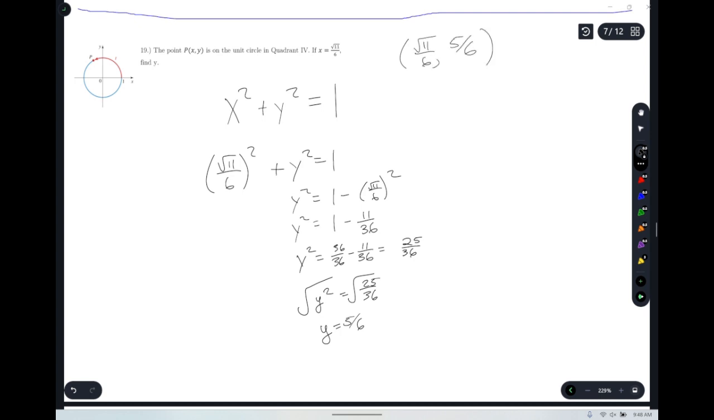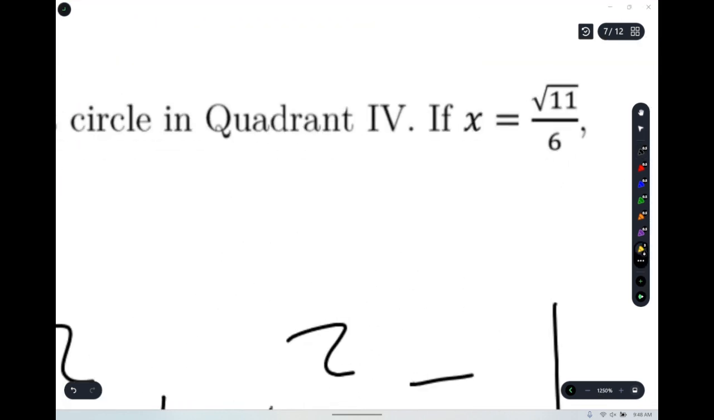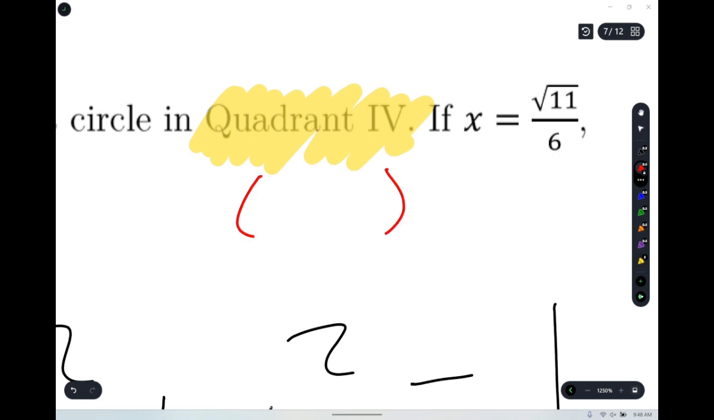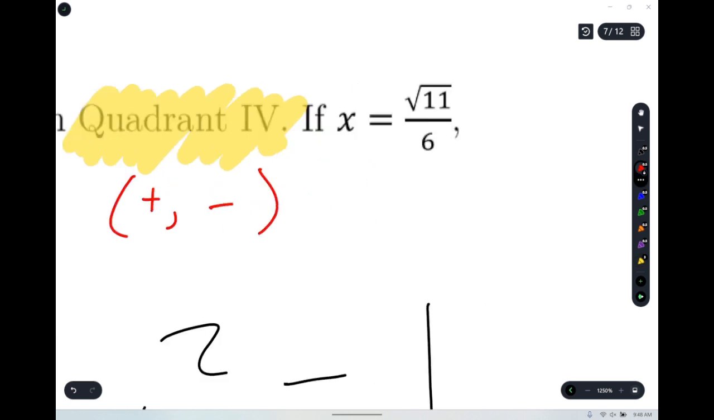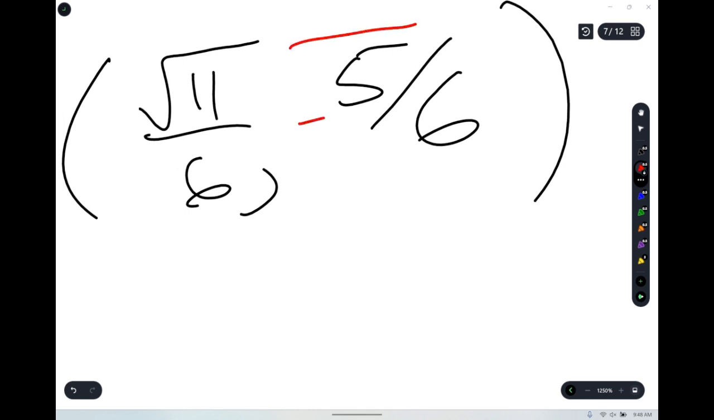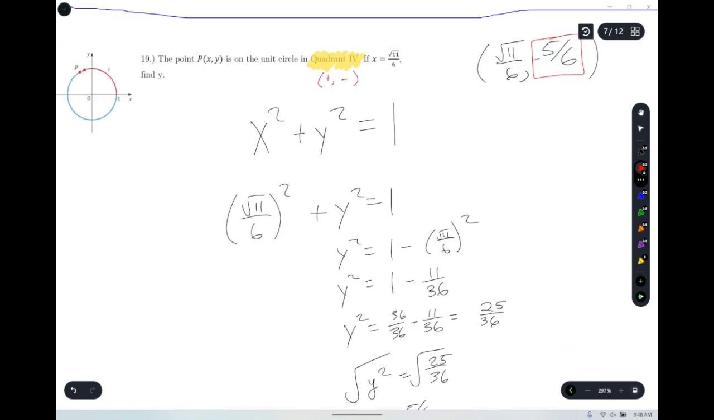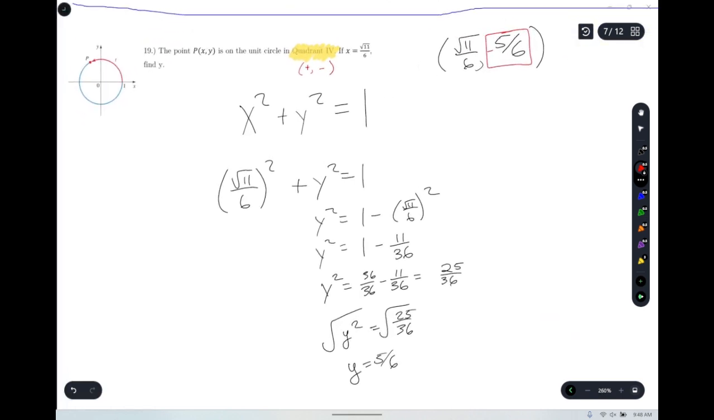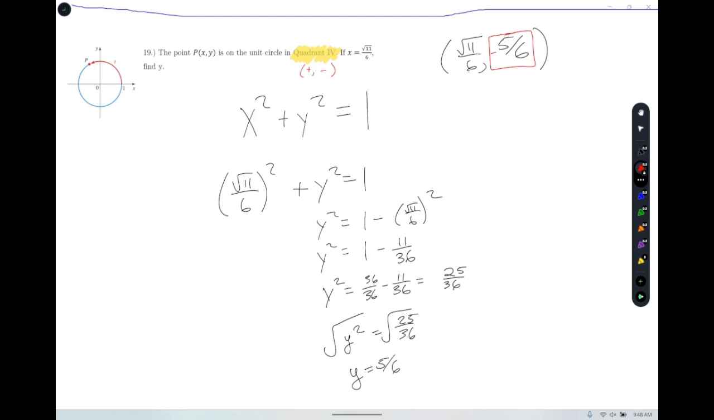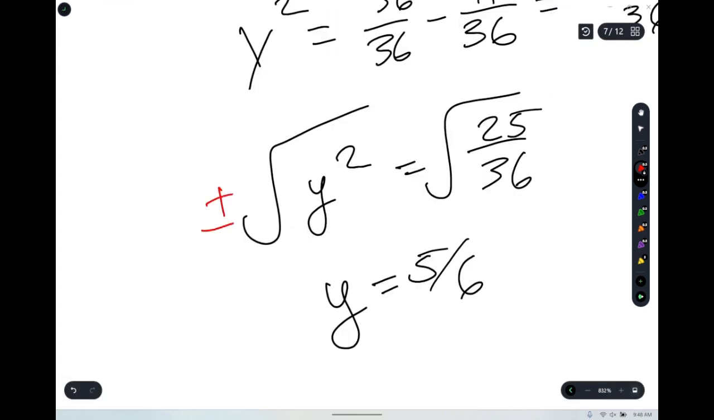And what does the problem give us that we can't ignore? Quadrant 4, which means plus comma minus. So which one of those gets to be minus? The one we just found. I'll zoom out. It's to make sure we know the plus or the minus sign. When we introduce that square root for the first time, we have to take into account, is it plus or minus? We don't know.